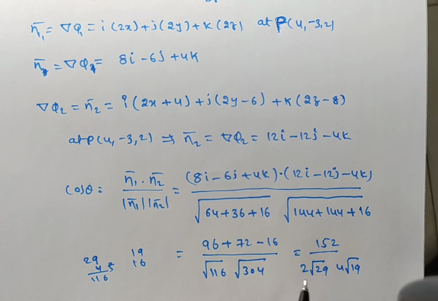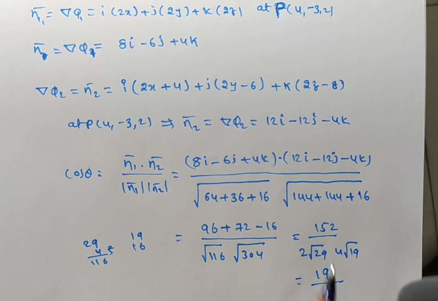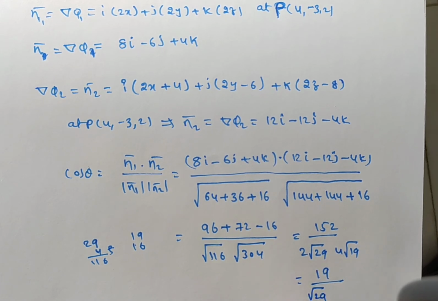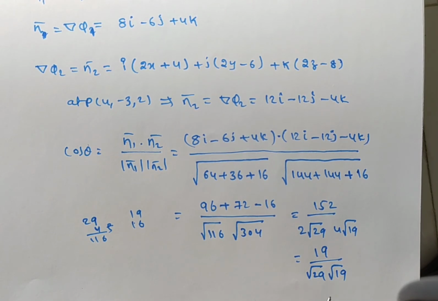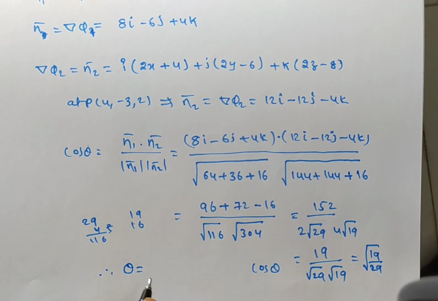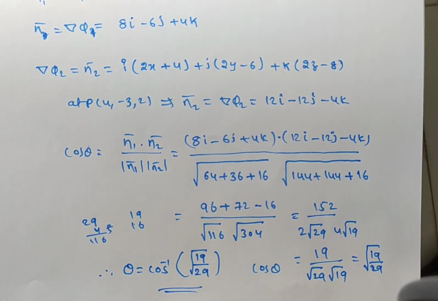Now if you simplify 8 divided by 8, then you will have 8 ones are 8, 8 9s are 72. So total 19 8s are 152. The remaining is root 29 into root 19. Moreover, you see the numerator is containing 19, the denominator is containing root 19. So if you simplify, then this root into root, you can write as one root getting cancelled. Then finally you will have root 19 by 29. Which value is this? The cos theta value. Therefore, the angle between the two surfaces is theta is cos inverse of root 19 by 29. This is the final answer.